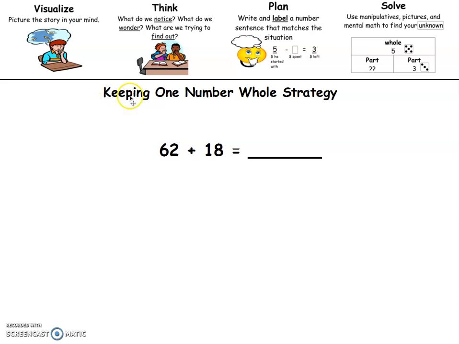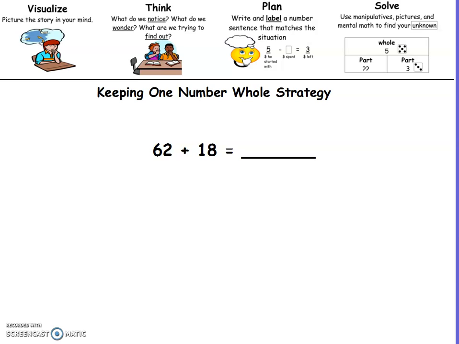And we're going to work on keeping one number whole, okay? So we have 62 plus 18, and we're going to be using our understanding of place value in order to decompose or break down one of the numbers into our groups of 10 and our ones, okay? So I'm going to start with 62, and we're going to keep 62 whole. We're going to keep it the same, okay?